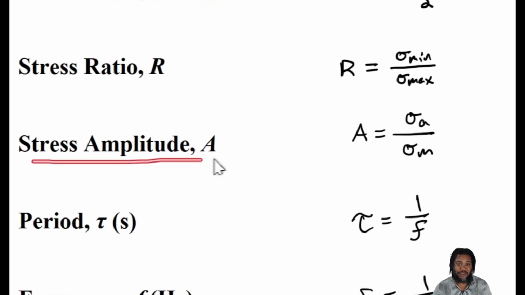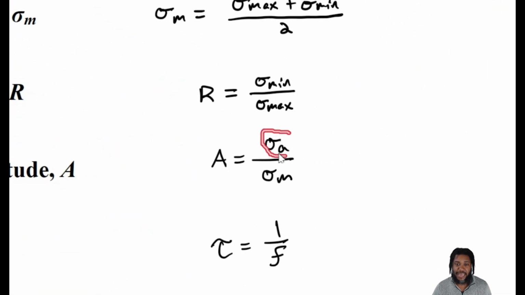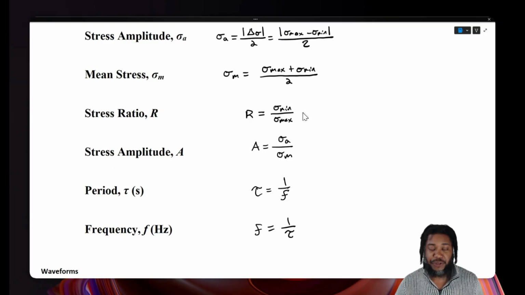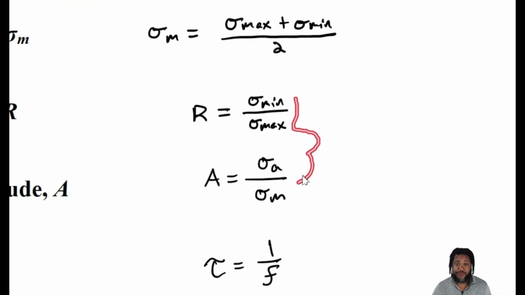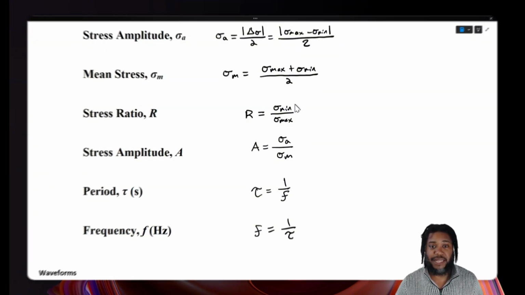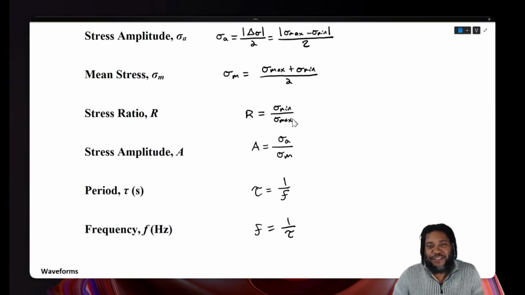The amplitude ratio A relates the stress amplitude with the mean stress of our geometry. And of these two parameters, the most typical that you see in literature or on a stress life plot is going to be that stress ratio. That is the conventional thing that we would see in a legend.